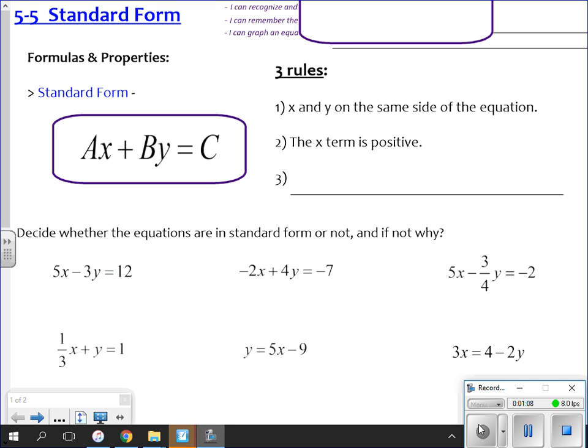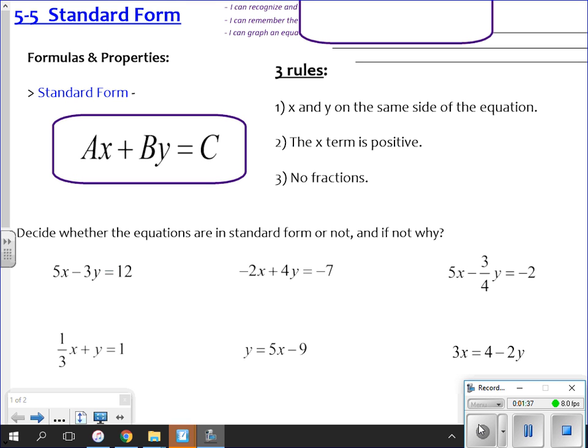And the last one, no fractions. And no decimals either as far as that goes. And they need to be integers. X's, Y's equals numbers. No fractions or decimals. X's are first and X's are positive. Okay, that's standard form.